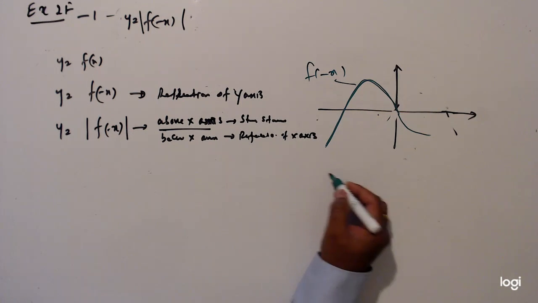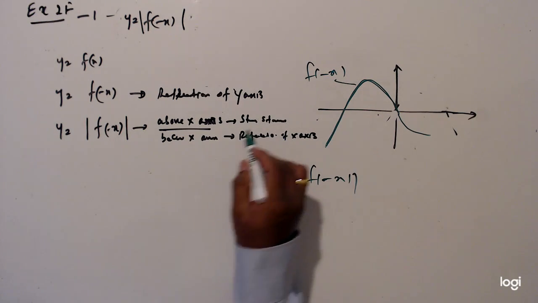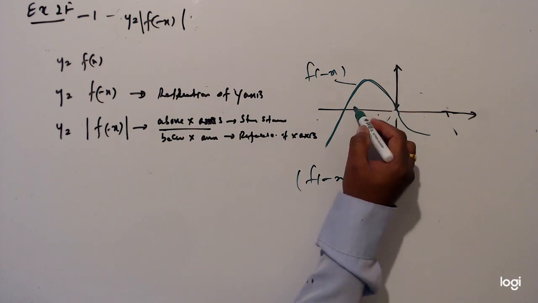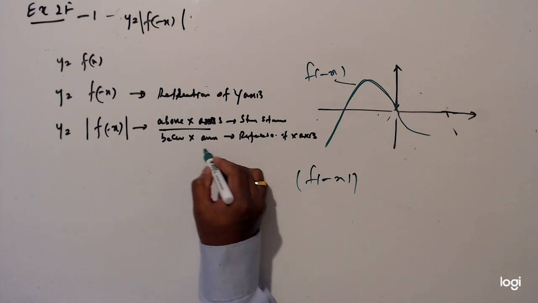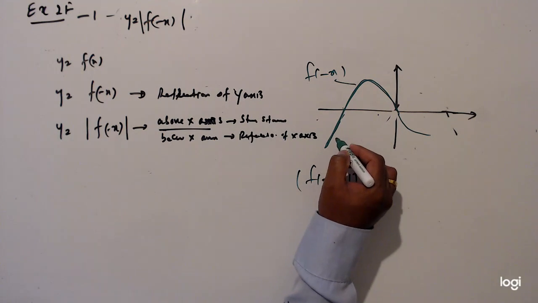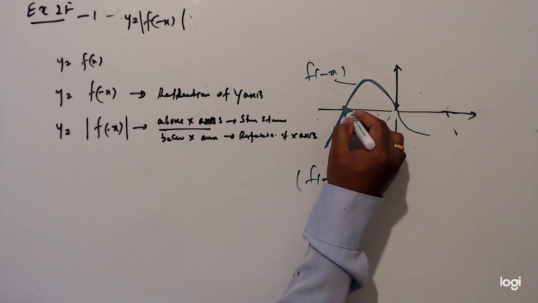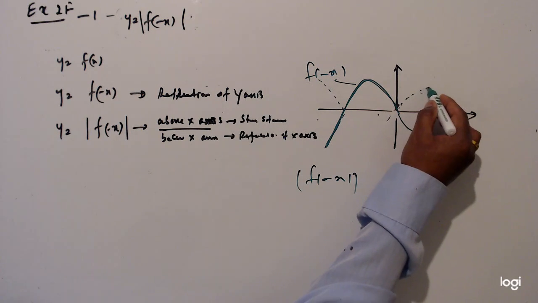Now I want to turn it into f mod. It means above the x-axis, this area stays the same. Below the x-axis has to be positive. So this part, a reflection in the x-axis, and this part also like this.